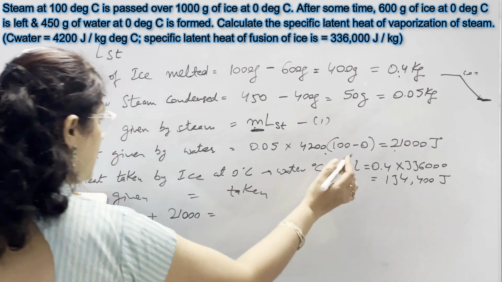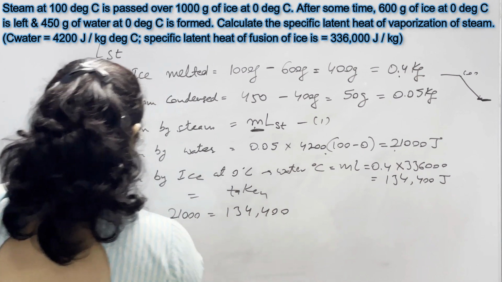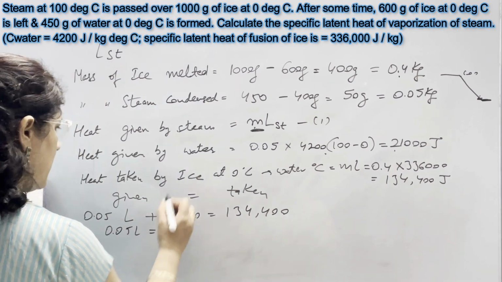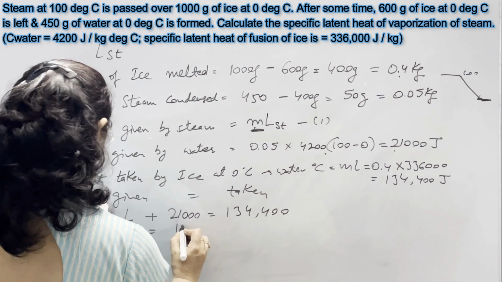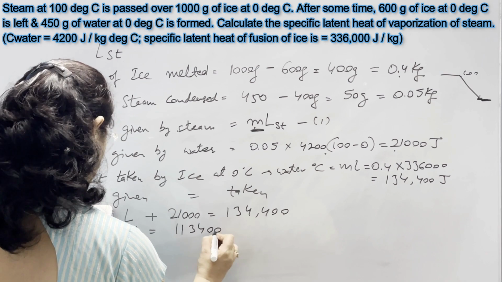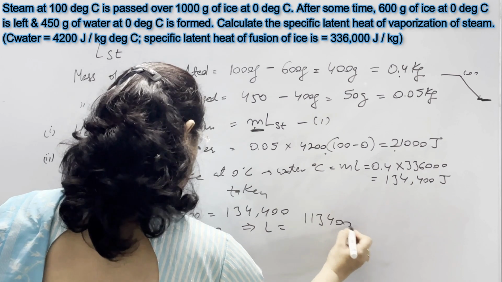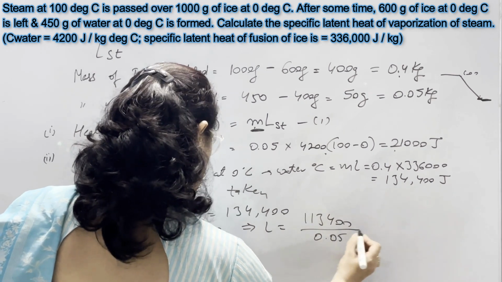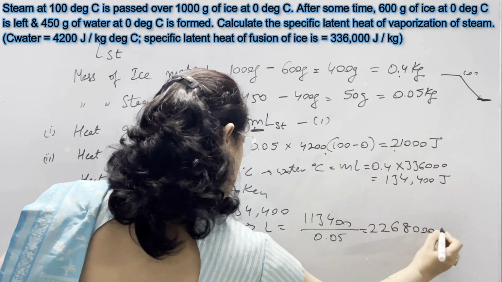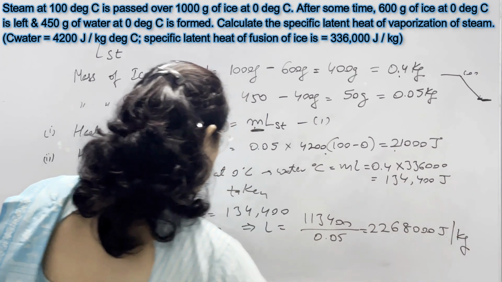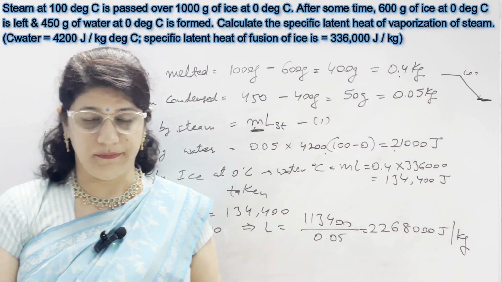21,000, and here taken by ice is 134400. So 0.05 L, we need to subtract this 21,000 from the given answer here, and we will get the value 113400. So value of L is 113400 divided by 0.05, and the answer comes out to be 2268000 joule per kg. This is the latent heat of vaporization of steam.